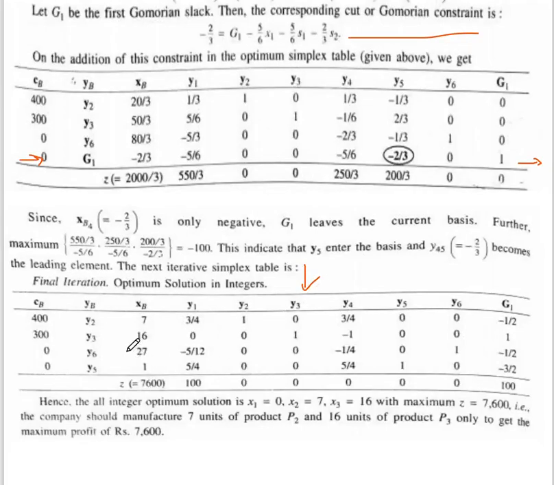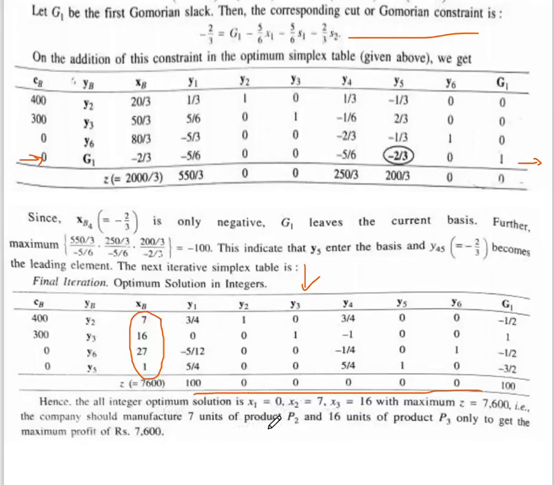After calculating all the values in this table, we will check whether the table gives the optimum solution or not. If you observe here, all the values of Zj minus Cj are 0 or positive, and all the values in the XB column are integers. So hence we can say that this table will give the optimum solution.